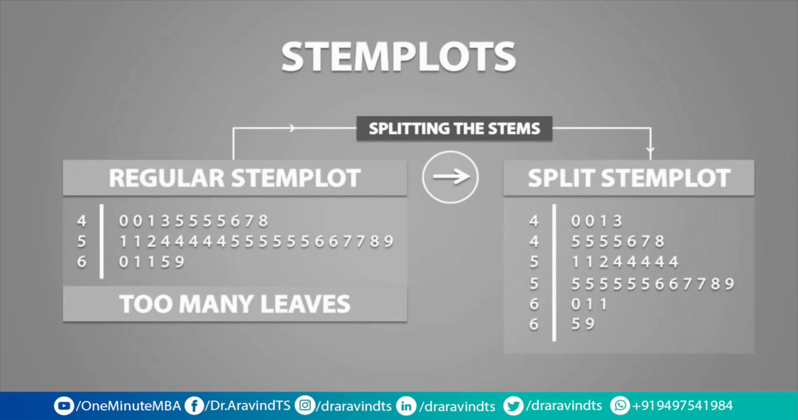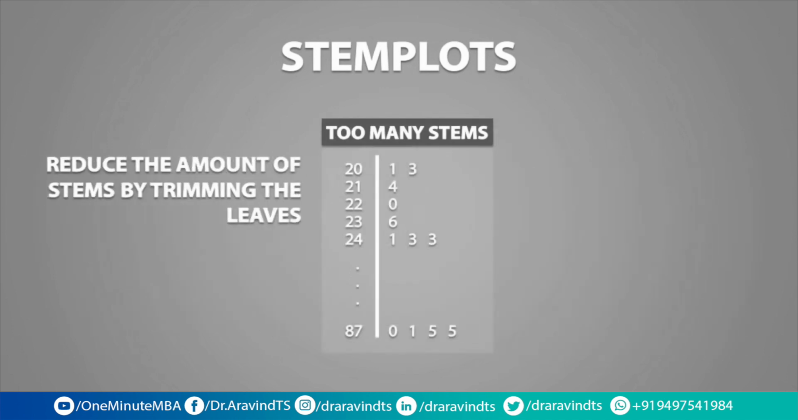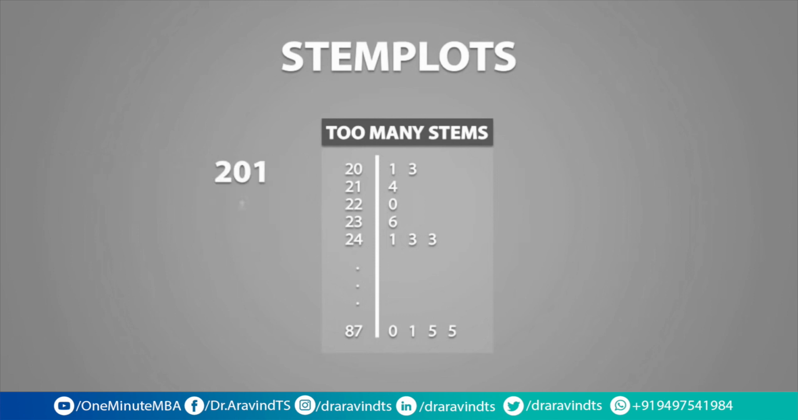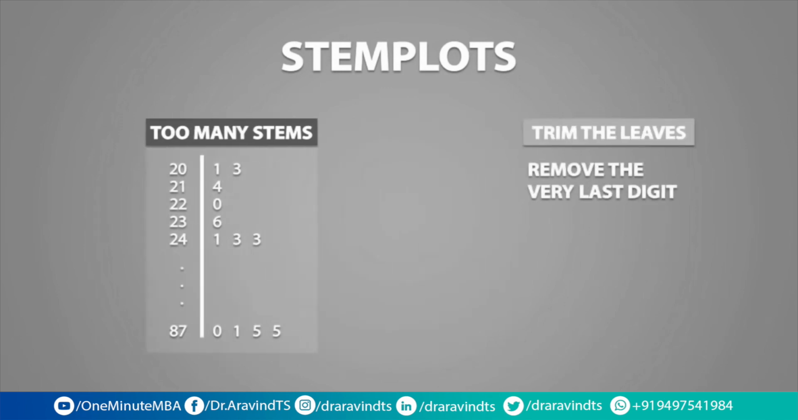When we have too many stems, we can reduce the amount of stems by trimming the leaves. In this example, we have a very large dataset that goes from 201 all the way to 875. That's over 60 stems that we have to write. To trim the leaves, all we do is remove the very last digit. So notice for the number 201, the leaf is 1 and the stem is 20. After removing the very last digit, we get 20. So now the leaf becomes 0 and the stem is now 2. We would do the same process for each data value.